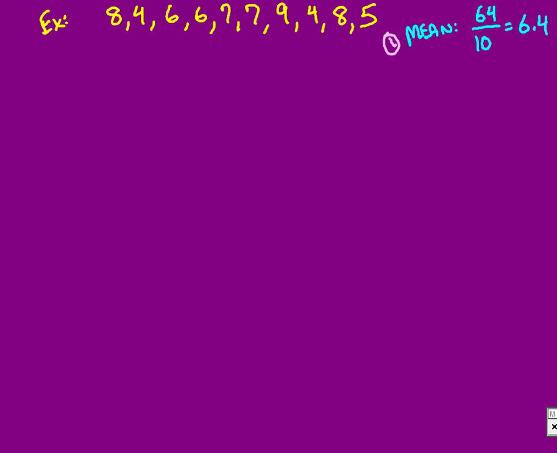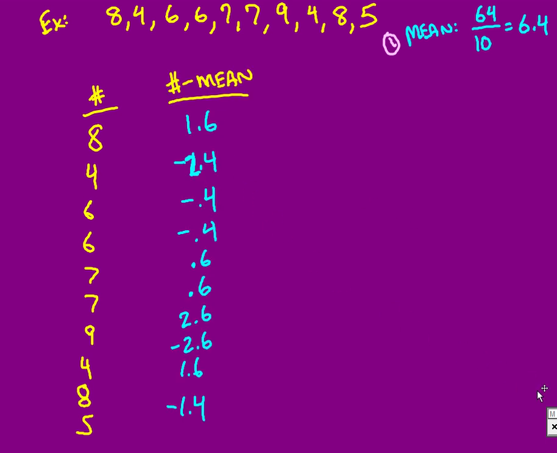Next, we take each piece of data and write them out in columns like this. What I need to do with each of those is subtract them from the mean. So I'm going to do 8 minus 6.4 to get 1.6, and 4 minus 6.4 to get negative 2.4, the whole way down. That is your second step.